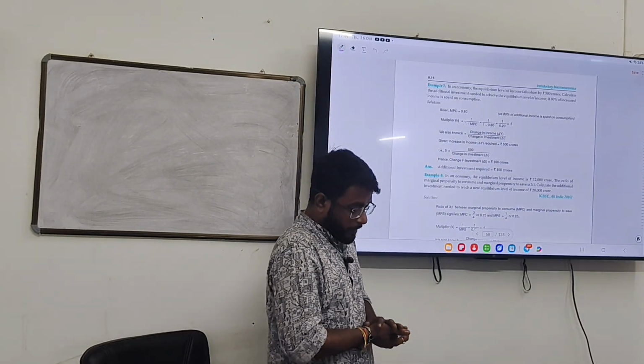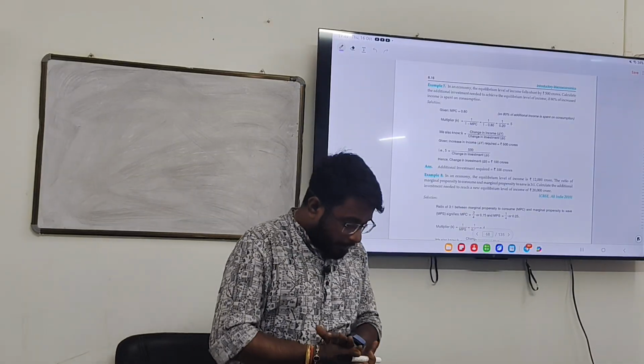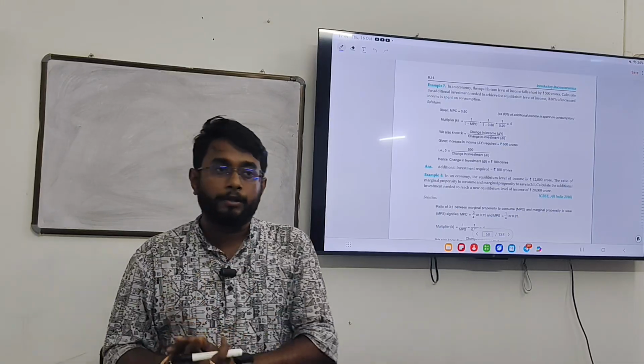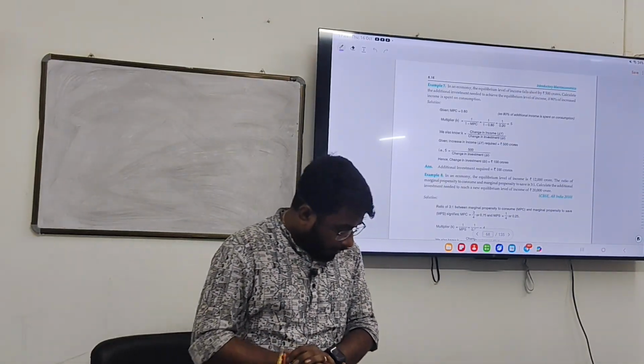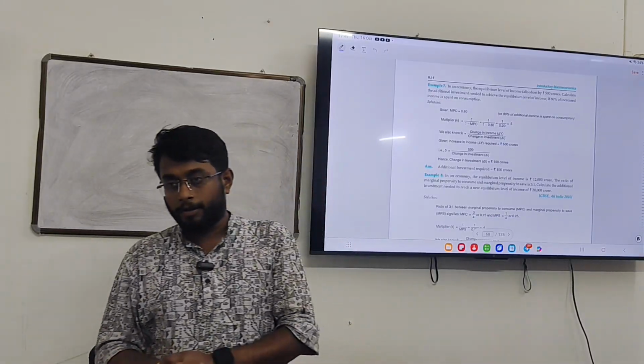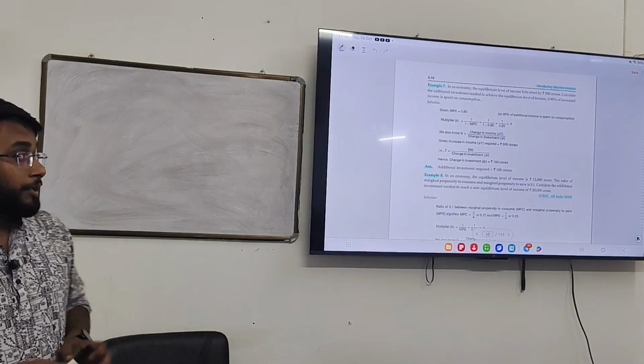Let us read. In an economy, the actual level of income is 500. That means initial income is 500. Whereas the full employment level of income is rupees 800. New income is 800.